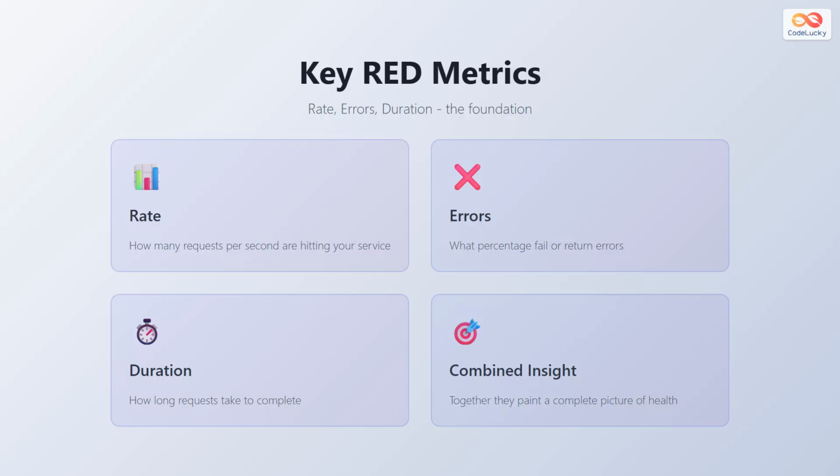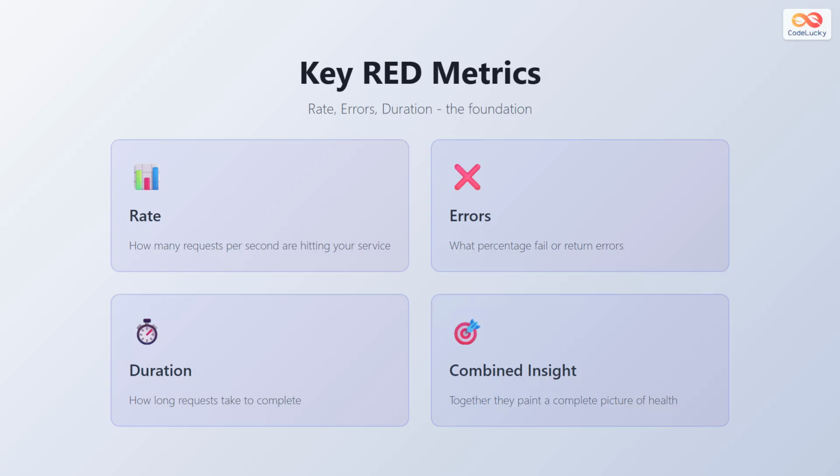There's a framework called RED that's fundamental to monitoring. RED stands for rate, errors, and duration. Rate is simply how many requests per second are hitting your service. Errors tells you what percentage of those requests are failing or returning errors. Duration is how long those requests take to complete. When you combine these three metrics, you get a complete picture of your service's health.